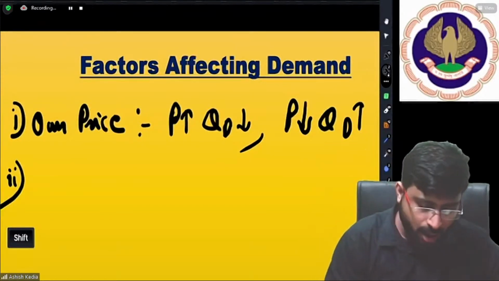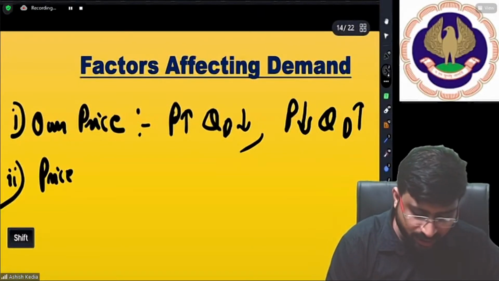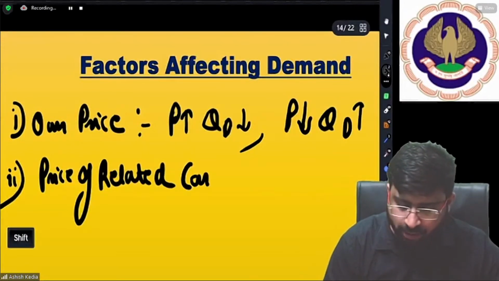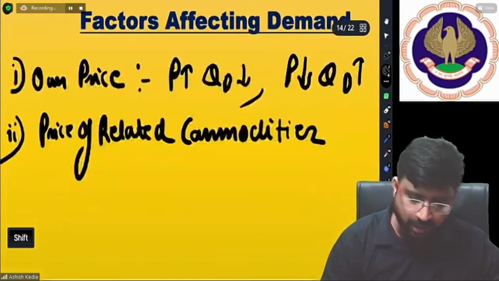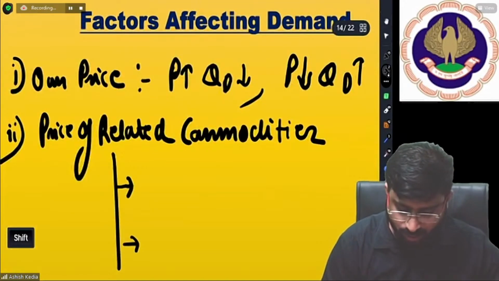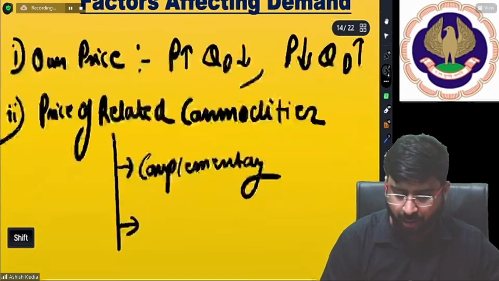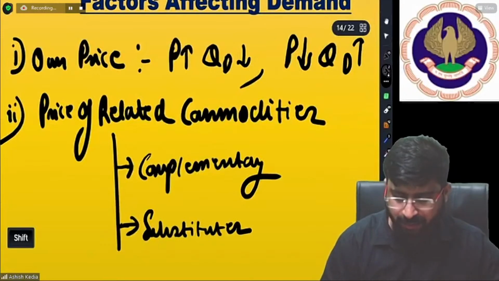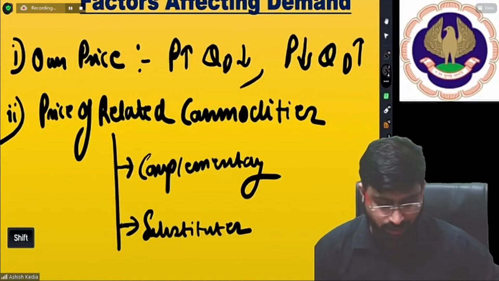Okay. Then we talk about price of related commodities. When we talk about price of related commodities, here we get mainly two types of commodities. Obviously, there would be complementary goods. Related means they can either be complementary to each other or they could be substitutes of one another. Now let me tell you something. Apply basic sense and your answer will be there.